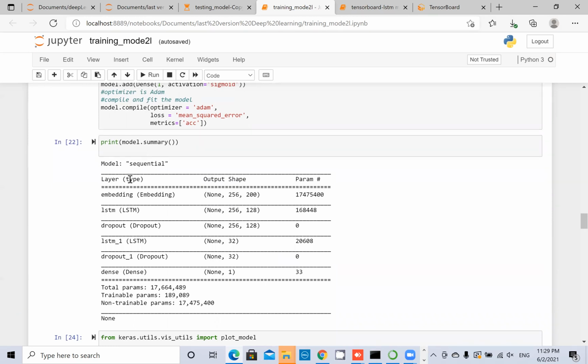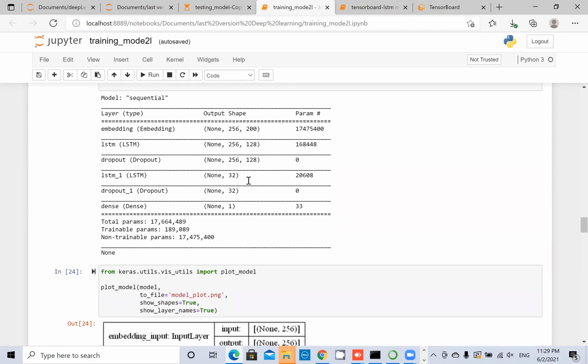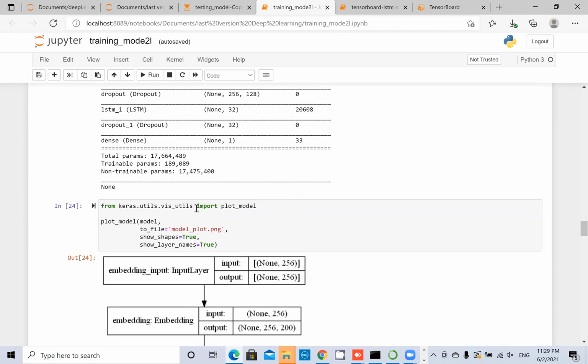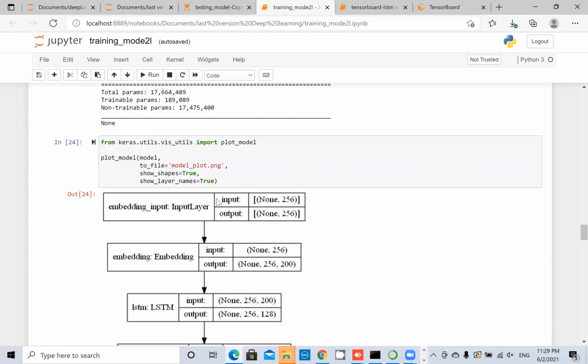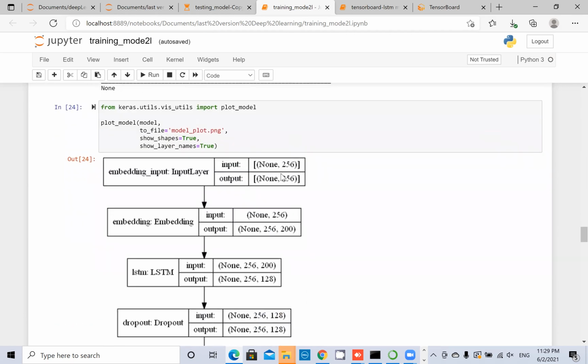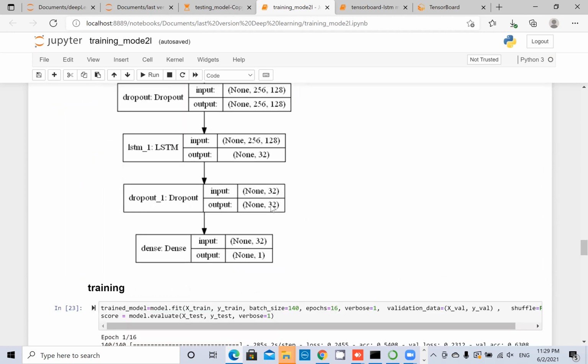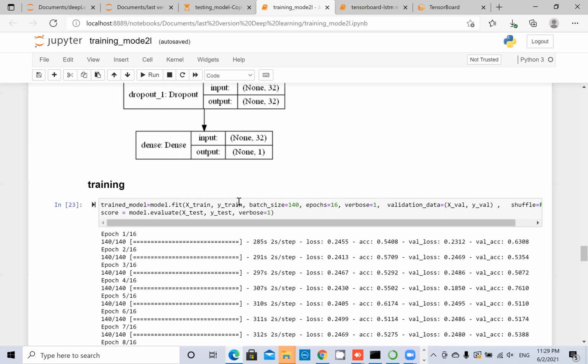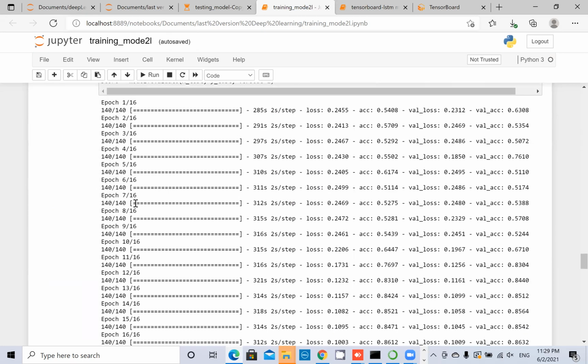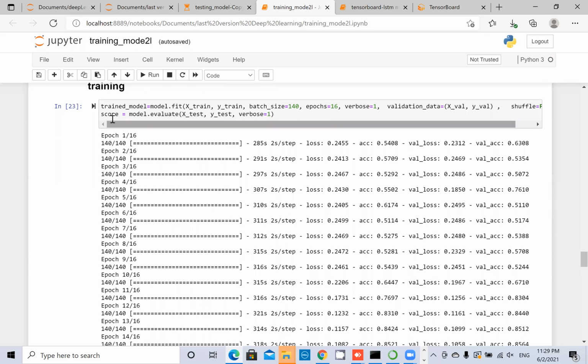Here is the summary of the layers of the model and the number of parameters. As we see, the input is 256 multiplied by 200, and the output is 1, either negative or positive. Here is the plot of the layers with their dimensions, input and output. And here is the training with a batch size of 140 and 16 epochs.